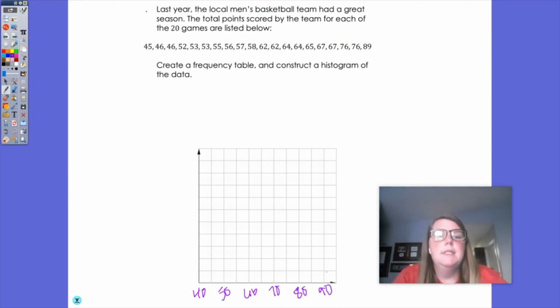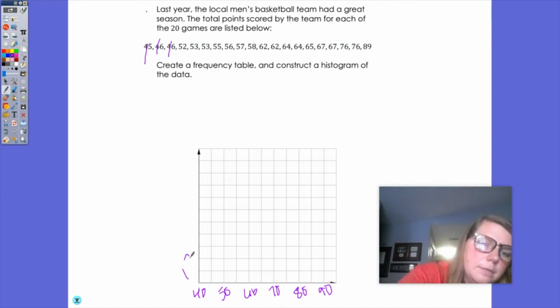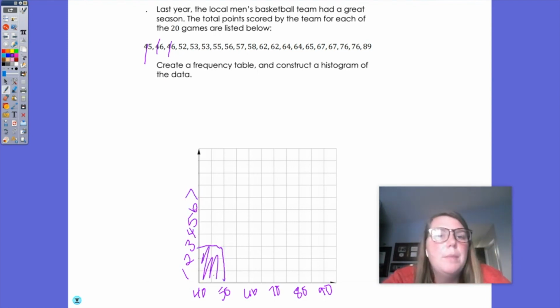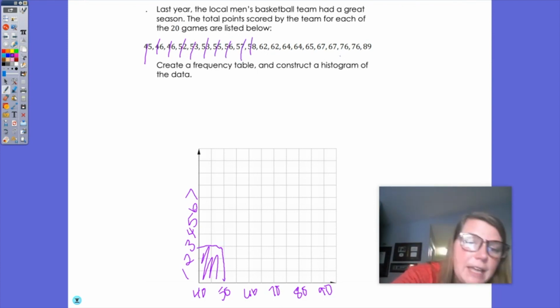So how many times did they score between 40 and 50 points? 1, 2, 3. 3 times. So we'll go up by ones because we're just counting number of games. So 3 times they scored between 40 and 50. What about between 50 and 60? 1, 2, 3, 4, 5, 6, 7. 7 times.